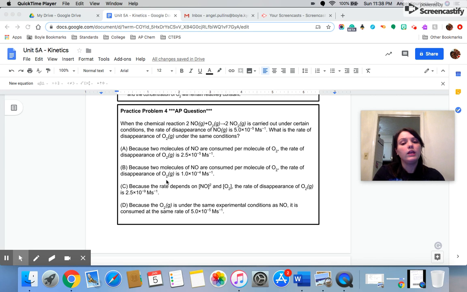Okay? In B, the first part is the same. So the first part is correct in B. It's the second part that's wrong. Somehow they got 1.0 times 10 to the negative fourth. Well, 1.0 times 10 to the negative fourth is about double of 5.0 times 10 to the negative fifth. So you know what they did?